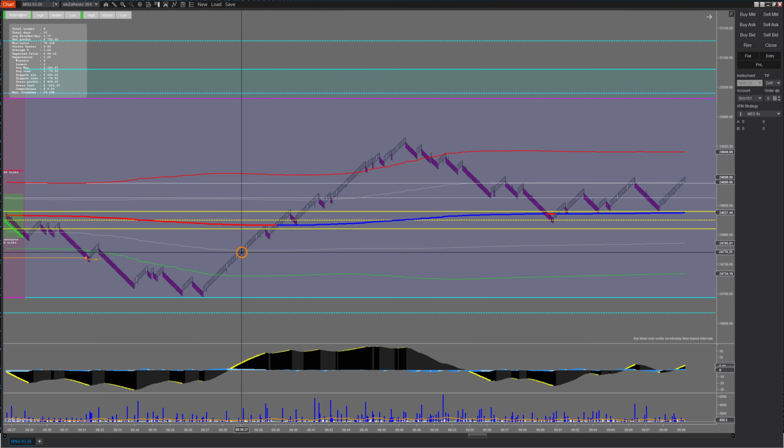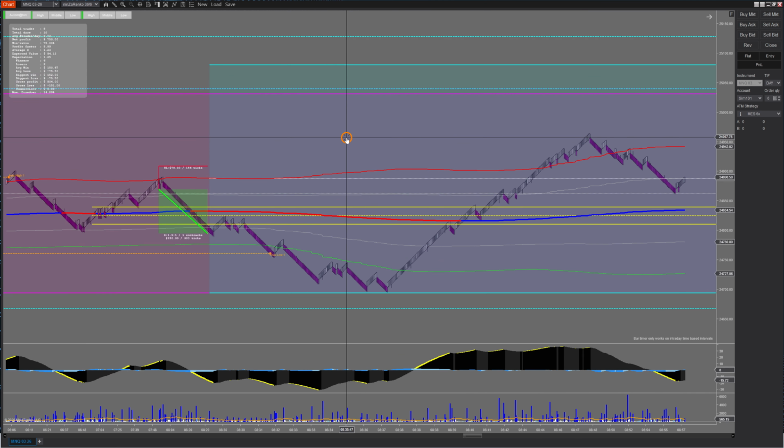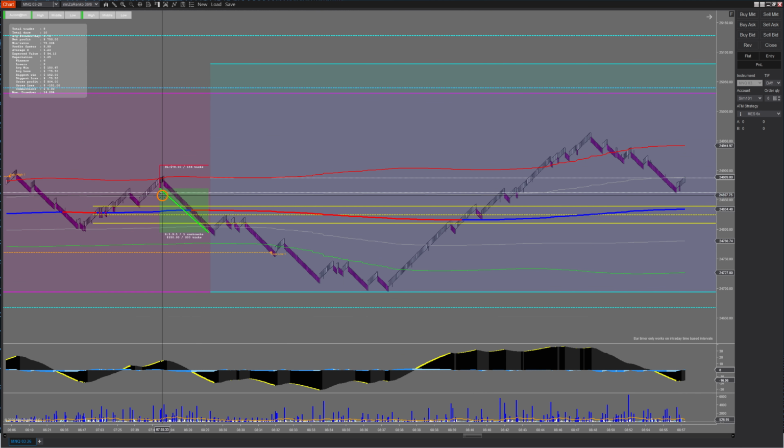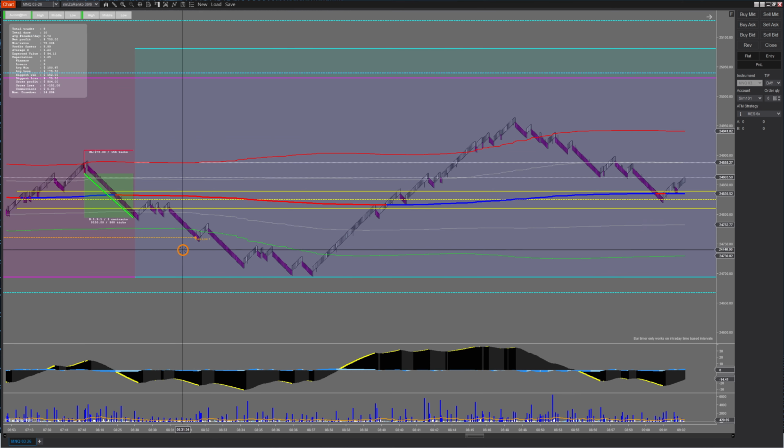Same thing here. I don't know if I would have taken any of this because of how far away it was, or maybe if it was cheating a little bit. But here, that could have been an entry. But this is one that's clear as day. I would have been on the chart for that, and that could have been an easy 300. Take profit there. This would have been a loss.